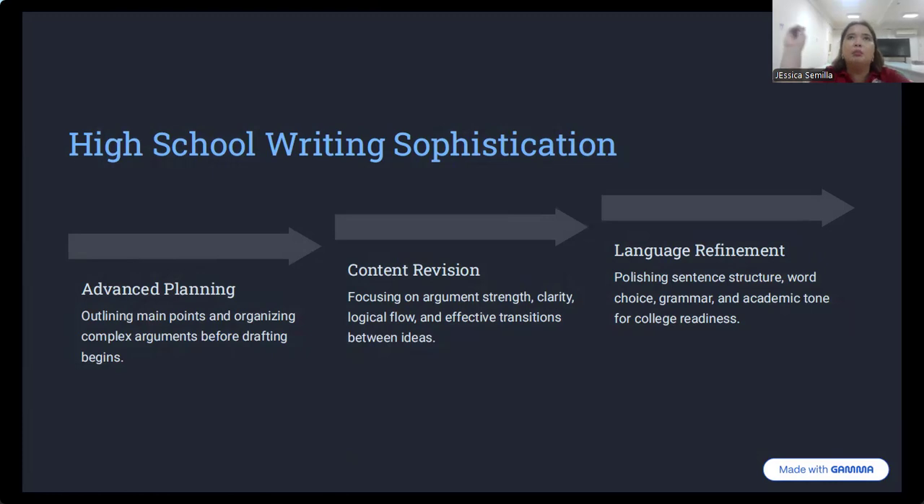Here, you need to make your students, for me, as a teacher, you need to make your students easily think and then write it into writing. So how are you going to do that? You need to teach the students on how to outline their ideas. So you need to teach them how to outline, how to organize complex arguments. And then after that, they're going to write it already. They try to revise it, and then they do the language refinement.